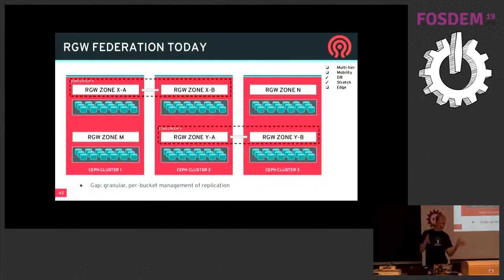But in the current state today, it solves the disaster recovery use cases, and it solves the stretch cases where you want to have the same data set across multiple data centers. You can access the data, read and write it in both locations, and data will replicate in both directions.